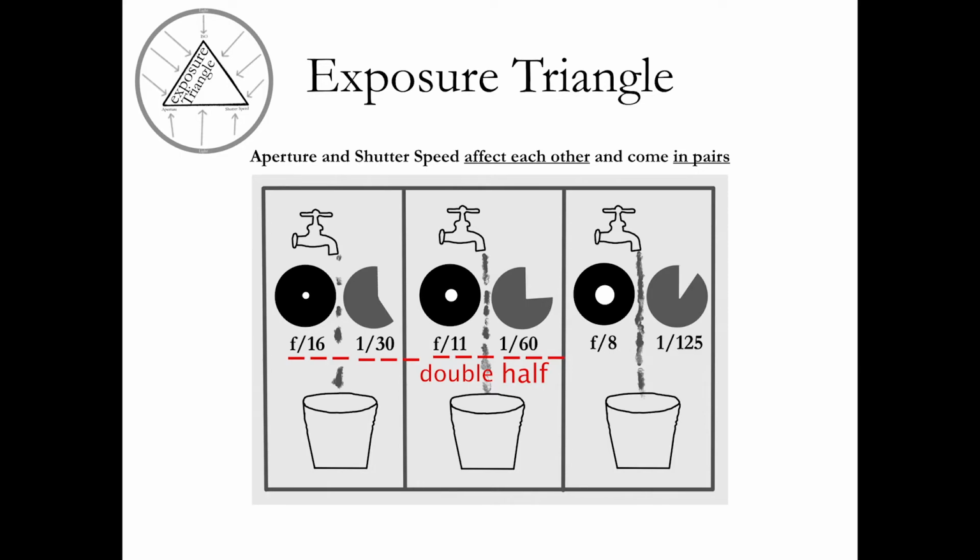So these 2 pairs, f16 with a shutter of a 30th and f11 with a shutter of a 60th, are letting in the same amount of light as one another, but are creating different effects to the motion in the scene that we'll learn more about later.